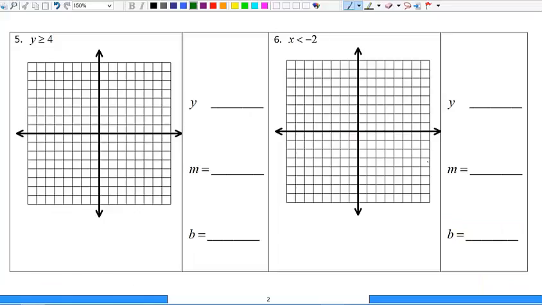Now these next two are special cases because they only have one letter. So this is either going to be a Hoy or a Vux problem. The first problem is y is greater than, so that's a Hoy problem. The next problem has only an x, so that's a Vux problem. So a Hoy problem tells me that I have a horizontal line.